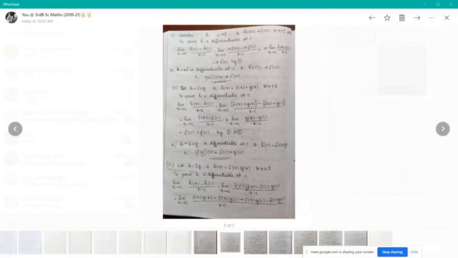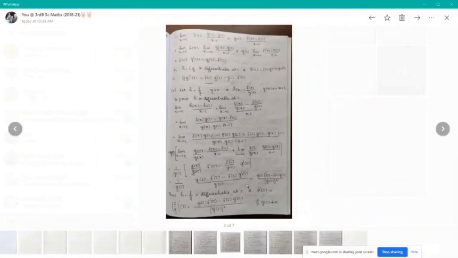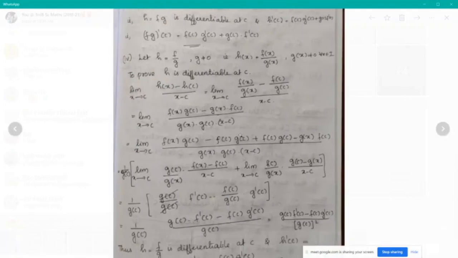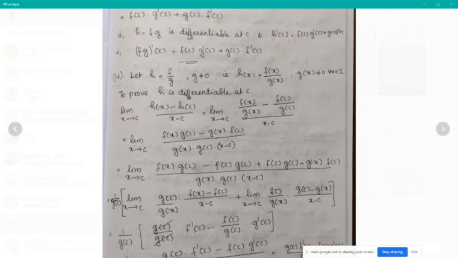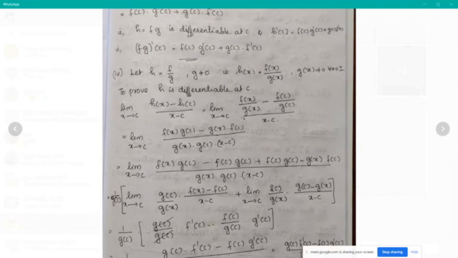So take, അപ്പോൾ അവിടുത്തെ അസംഷൻ എന്താണ്? g of c is non-zero, അത് അസ്യൂം ചെയ്യുക. And consider the function h, h of x is equal to f of x by g of x. It is defined only if g of x is non-zero. So define this function for every x in I such that g of x is not equal to 0.